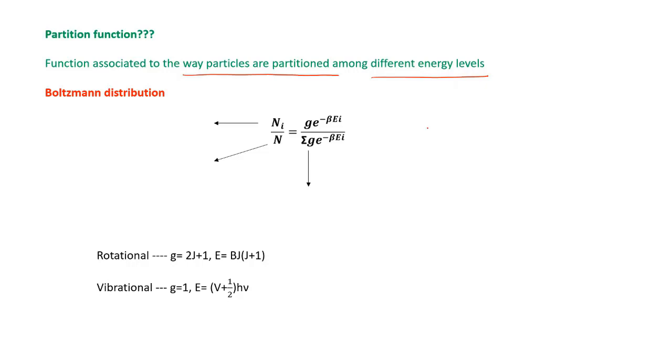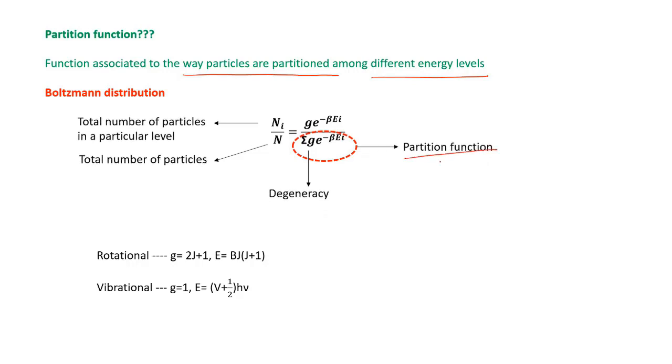You must know about the Boltzmann distribution. According to the Boltzmann distribution, Ni divided by N is equal to g e raised to minus beta Ei divided by sigma g e raised to minus beta Ei. This denominator part, sigma g e raised to minus beta Ei, is called the partition function, and the capital Ni is the number of particles in a particular level, and N is the total number of particles. Here you can see a value g, which is the degeneracy.